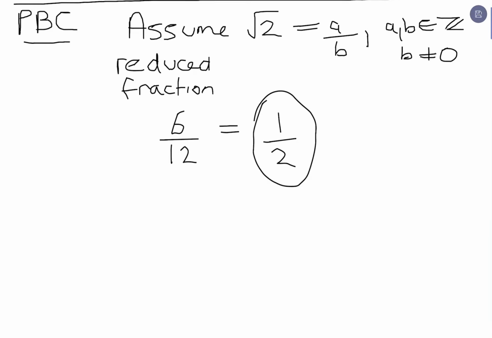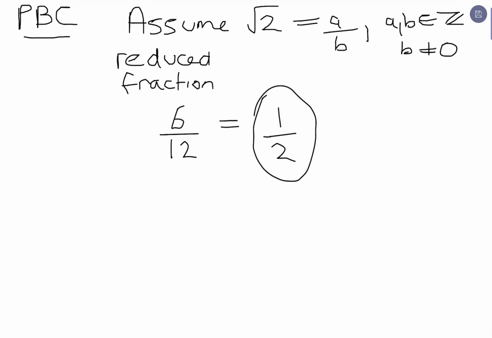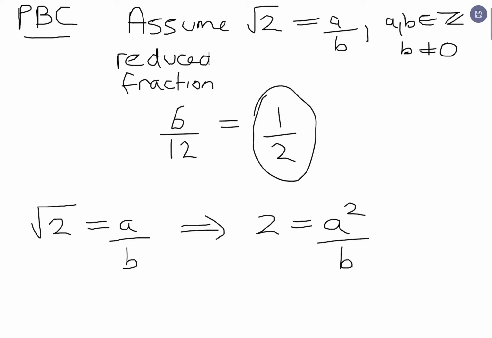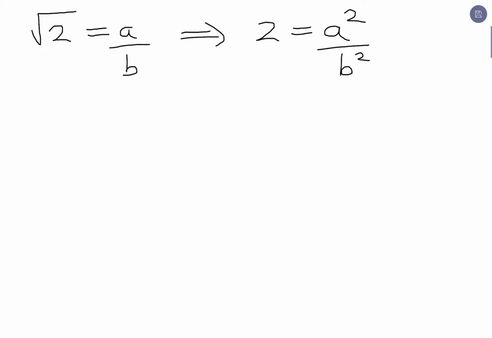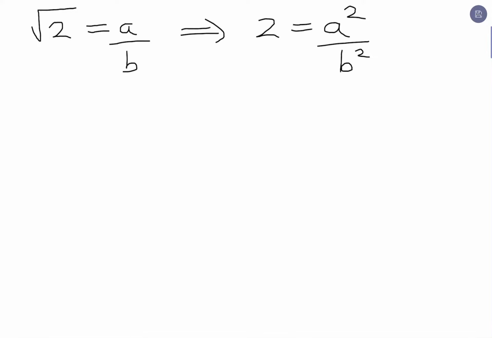Right, so how are we going to arrive at a contradiction with this? Let's write down our root 2 equals a over b again. What can we do from there? The only thing we can really do is square both sides. So we get 2 equals a squared over b squared. And then what can we do? We can multiply by b squared. So let's go ahead and do that, and that gives us a squared equals 2b squared.